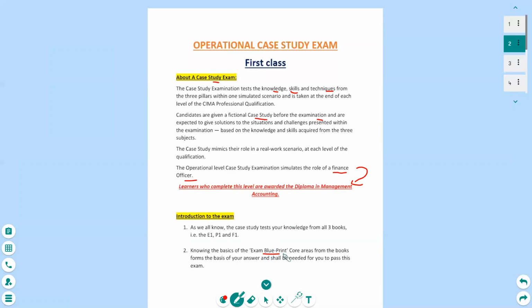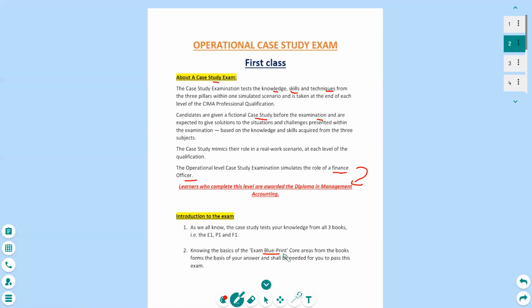Earlier, in your old syllabus, they never gave you any list of topics that could be examinable in the exam. They could ask you any single thing from any single page in your E1, P1 and F1 textbooks. Anything could come up. But with the blueprints, what they have tried to do is give you a set of core areas or core topics that you are supposed to know, acting as a checklist on your revision train. So whenever you're revising, you can use the exam blueprint core areas just to make sure that you are covering the most important parts given by CIMA.